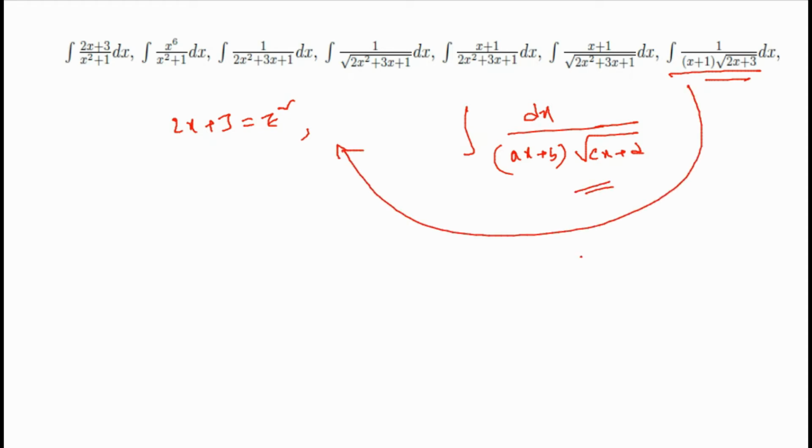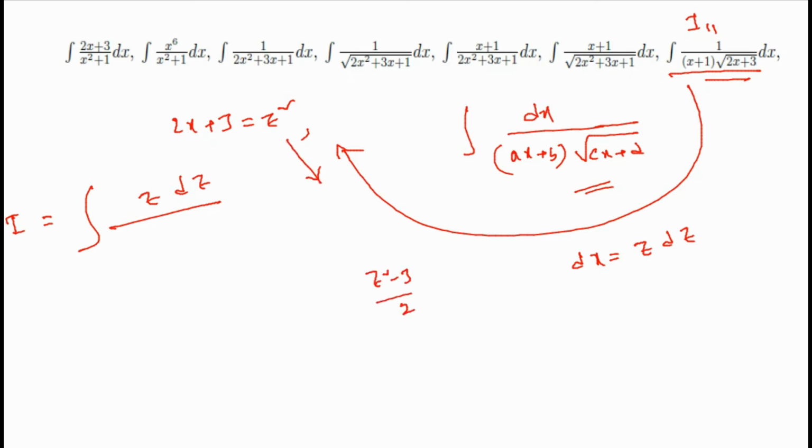2x plus 3 equal to z square. So dx equal to z dz. Now for I, dx equal to z dz, and denominator will be x plus 1. So x will be (z square minus 3) by 2 plus 1, and ultimately you will get (z square minus 1) by 2. So (z square minus 1) by 2 into z, and this is a standard form. So 2 integration dz by (z square minus 1). You can easily solve that one.